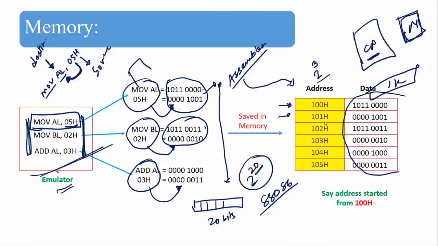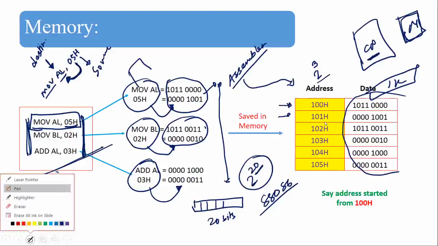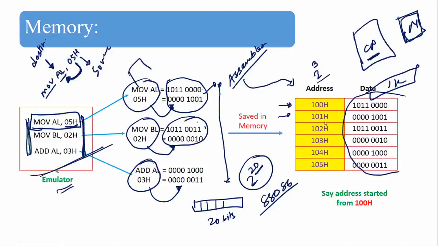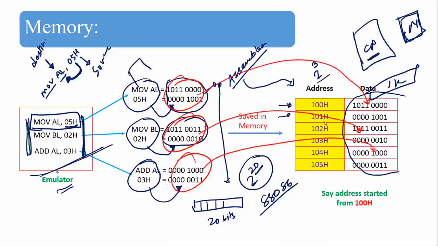So all these 6 machine codes are saved in different positions in the memory. Is it okay? Have you understood?